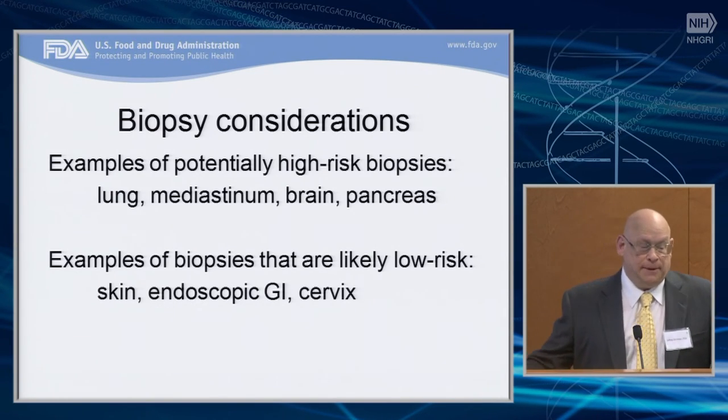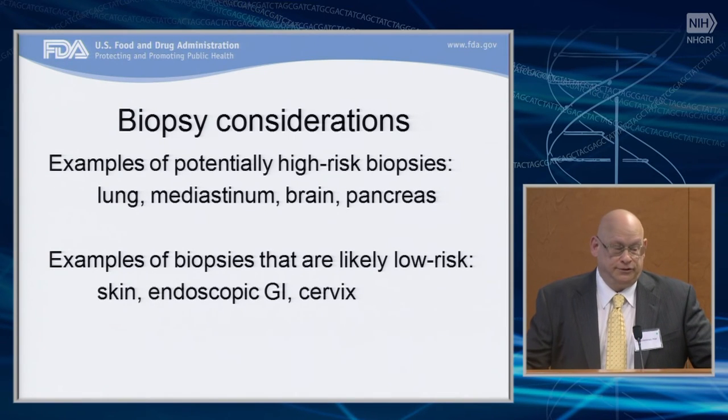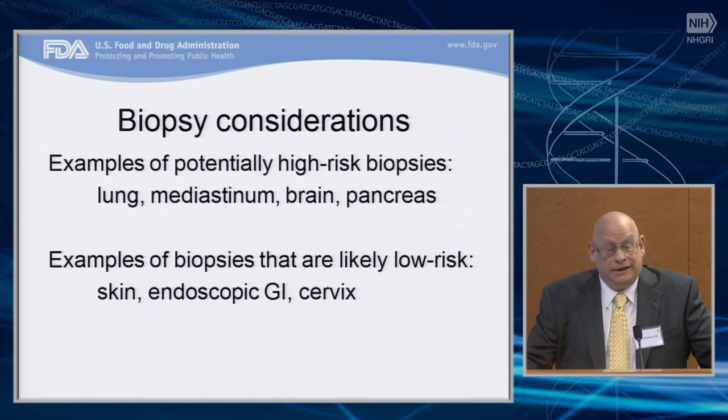Now, just as examples of potentially high-risk biopsies, there's lung, mediastinum, brain, pancreas. These are generally sites that you don't want to biopsy unless you really have to. Examples of biopsies that are likely low-risk are, for example, skin, endoscopic gastrointestinal biopsies, and cervix.